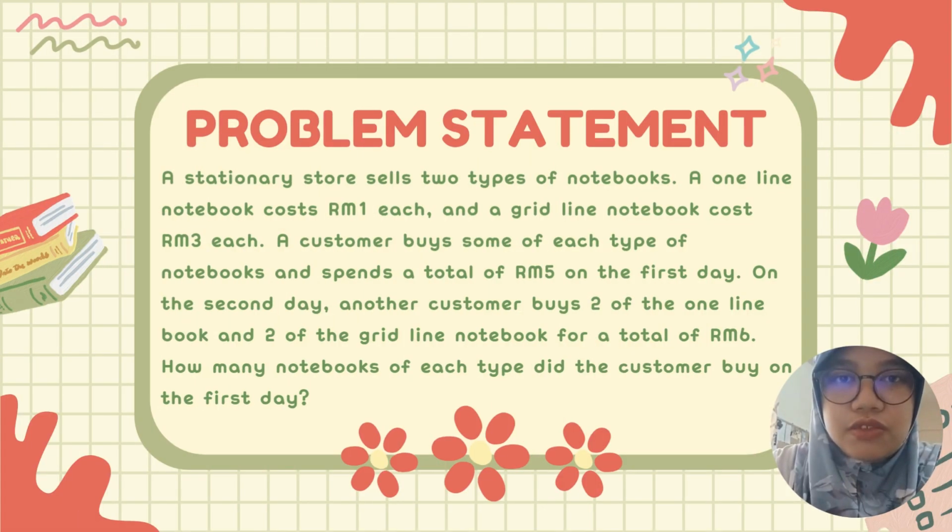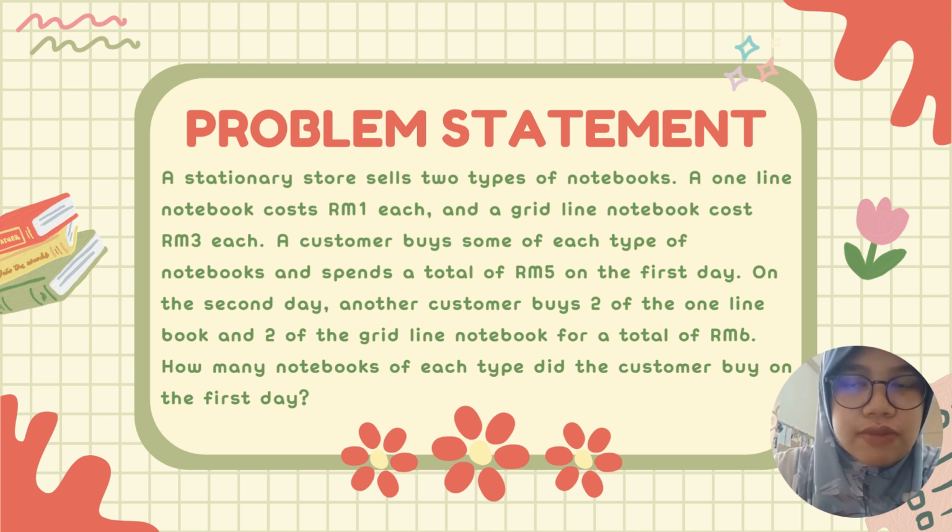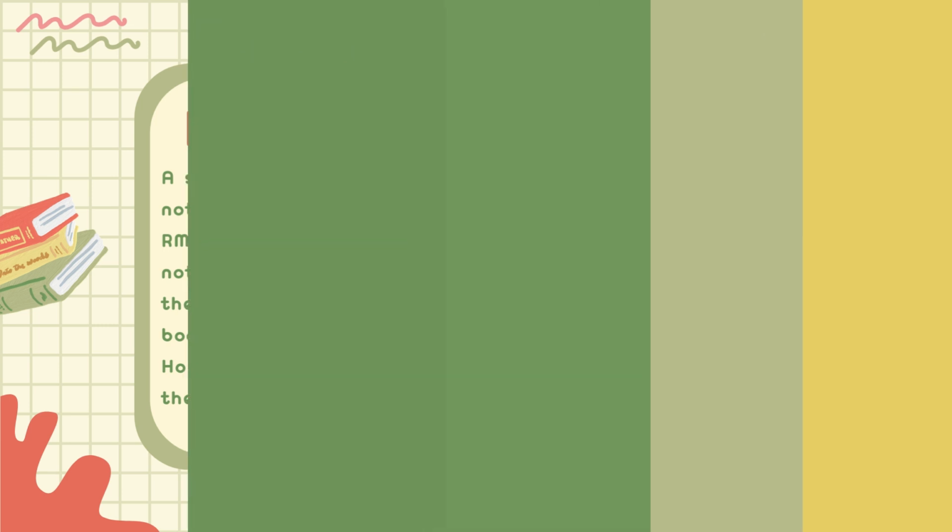Now we are going to move on to our problem statement. A stationery store sells two types of notebooks. A one-line notebook costs RM1 each, and a grid-line notebook costs RM3 each. A customer buys some of each type of notebook and spends a total of RM5 on the first day. On the second day, another customer buys two of the one-line notebook and two of the grid-line notebook for a total of RM6. How many notebooks of each type did the customer buy on the first day?